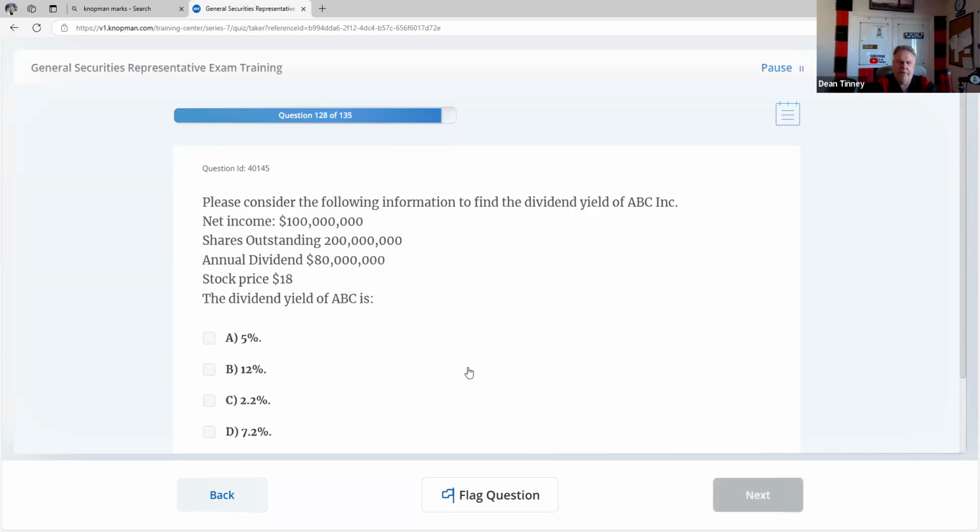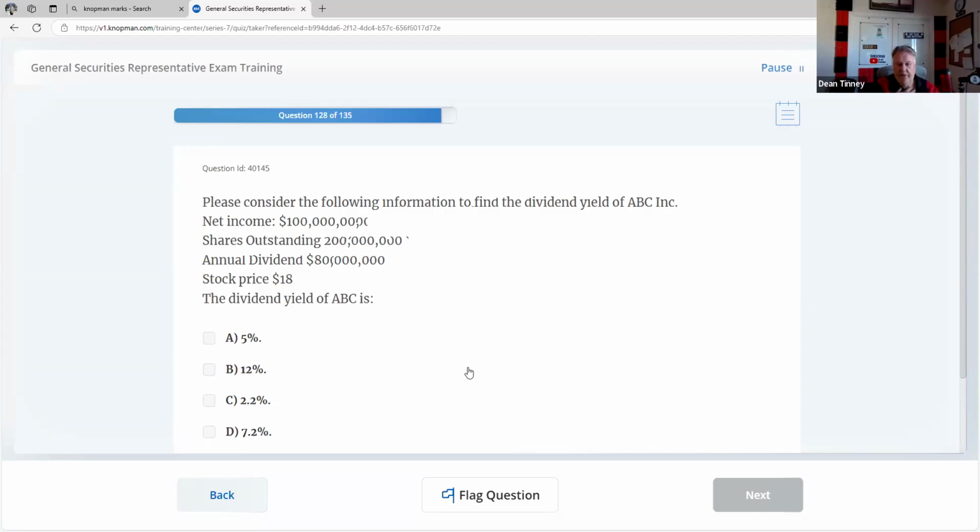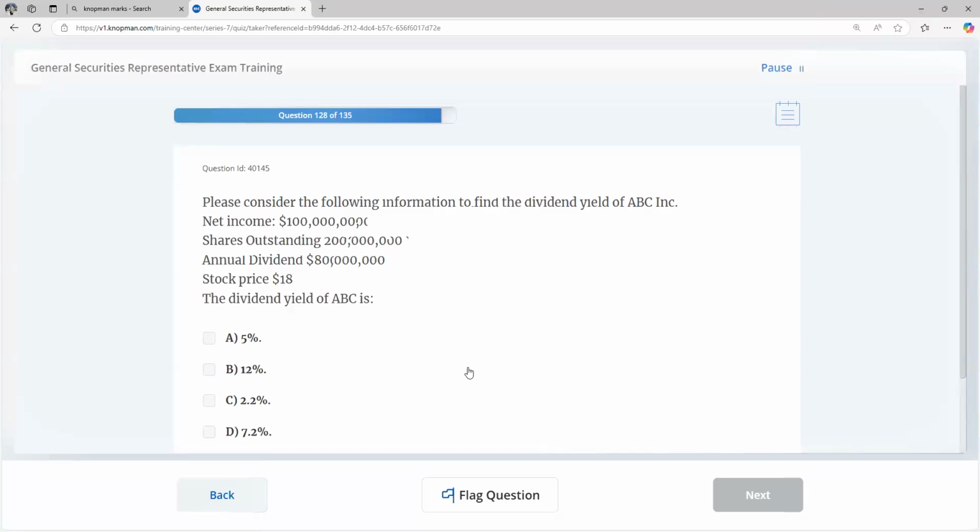So net income of 100 million, shares outstanding 200 million, annual dividend 80 million, stock price is 18. The dividend yield is... okay. So now we've got to figure out what the dividend is. How would you figure out what that is per share? This is a net income, annual dividend. Is it net income minus the annual dividend divided by the shares outstanding? Well, we're being asked about the dividend yield, so we just have to deal with the dividends, right? So 80 million is the dividend, and then I'm going to divide that by the 200 million shares that are outstanding.